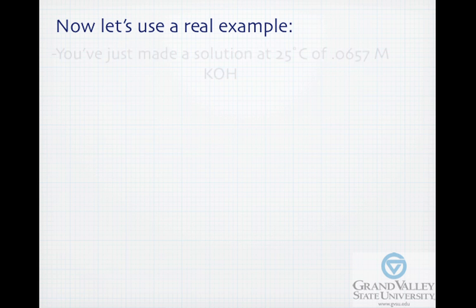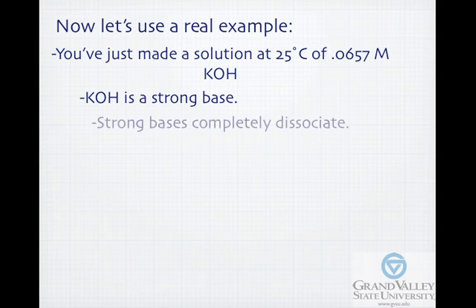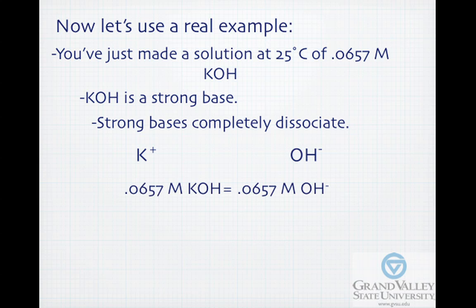Now let's use a real example. You've just made a solution at 25 degrees Celsius of 0.0657 molar potassium hydroxide, or KOH. KOH is a strong base, and strong bases completely dissociate, which means when placed in water, it separates into its respective ions, which include the potassium ion and the hydroxide ion. Since it's a one-to-one relationship, the original concentration of potassium hydroxide is equal to the final concentration of hydroxide ion.